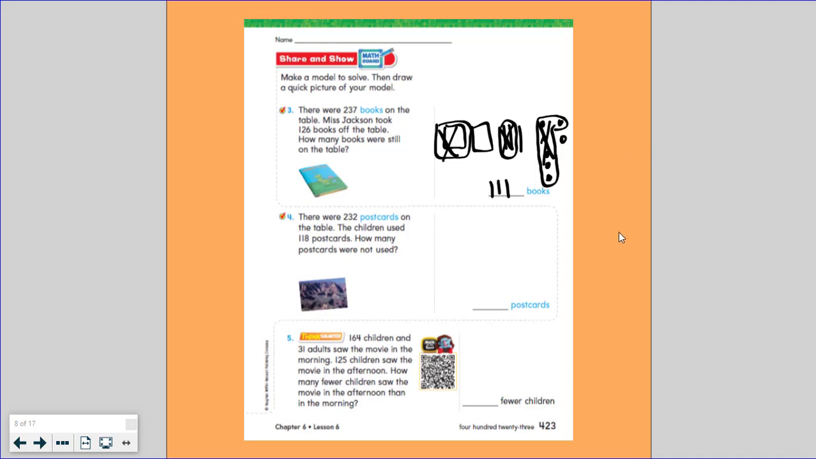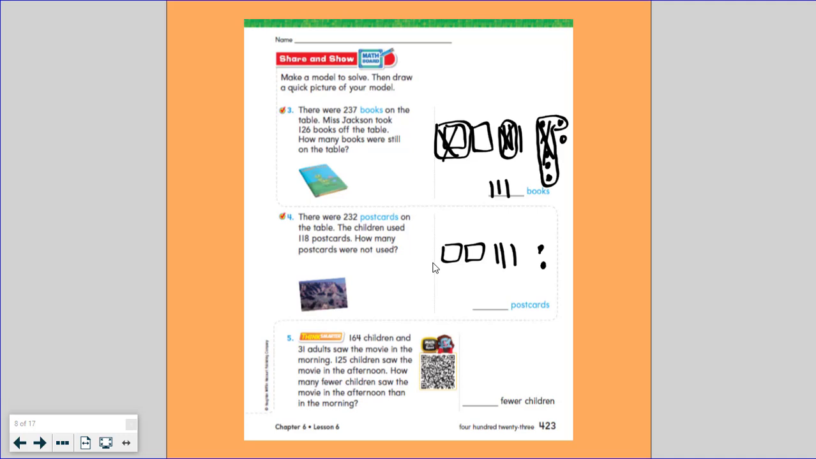Alright, number 4, I'm going to show you my quick picture. Well, actually, you have to solve it first, don't you? There were 232 postcards on the table. The children used 118 postcards. How many postcards were not used? So go ahead and solve number 4.